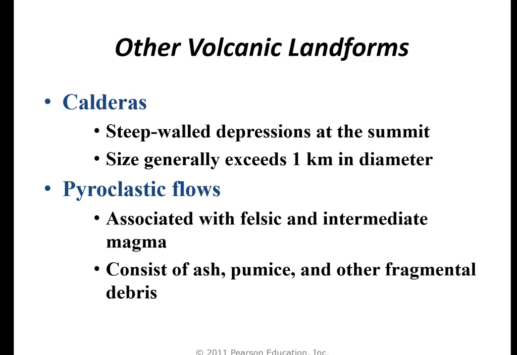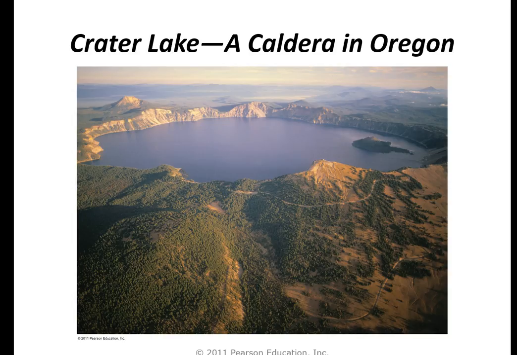Other landforms that volcanoes can have, one is called a caldera. We've talked about this before. A steep-walled depression at the summit, generally exceeding 1 kilometer, or half a mile, in diameter. And we have pyroclastic flows, which are associated with felsic and intermediate magma, and they consist of ash, pumice, and other fragmental debris. Here is Crater Lake, a caldera in Oregon. Very beautiful lake there, and you can see the circular nature of the depression.